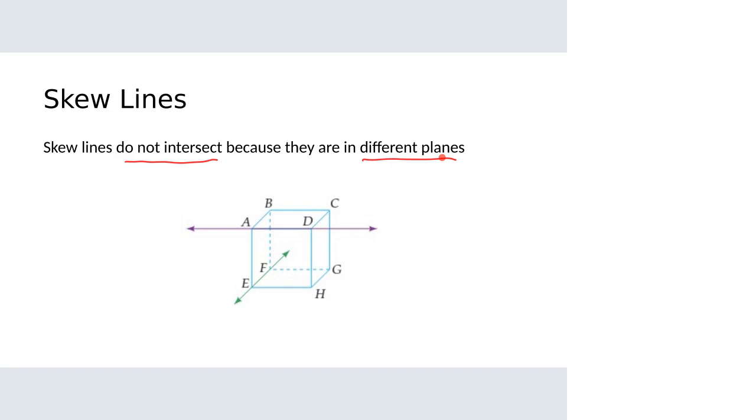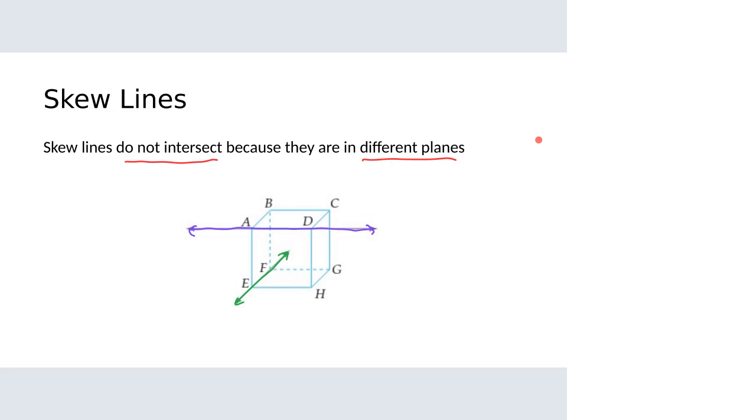And as we look at this, imagine a box or a cube here. On the front side of the cube, we have line AD, and then going from front to back on the bottom corner, we have line EF. And they never intersect. There's no point where they come together, but it's not because they run along the same line.